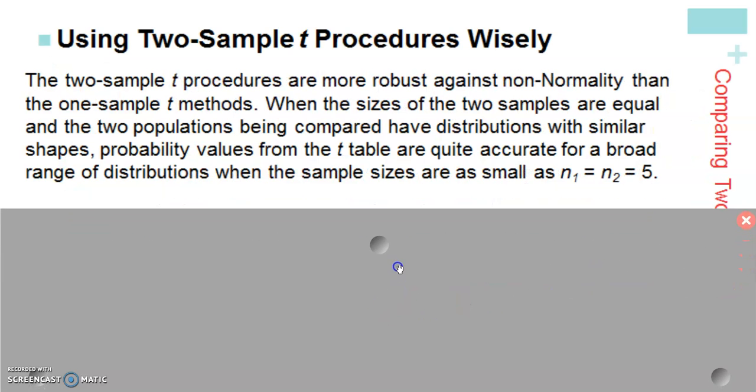So the next thing we're going to talk about is using these t procedures wisely. The two-sample t procedures, that is intervals or tests, are actually more robust against non-normality than one-sample t methods, especially when the sizes of the two samples are equal and the two populations being compared have distributions with similar shapes. And probabilities from the t-table are quite accurate for a broad range of distributions when the sample sizes are sometimes as small as 5 for both.